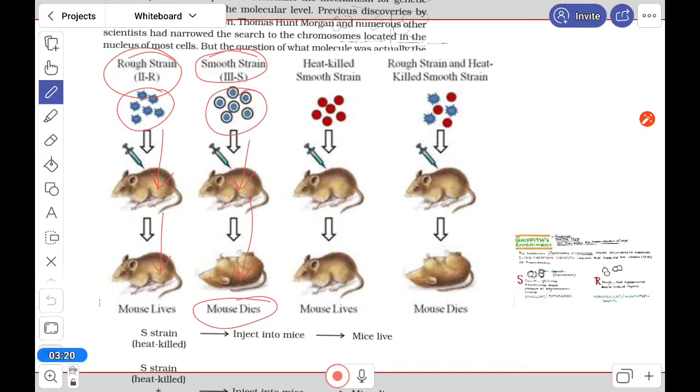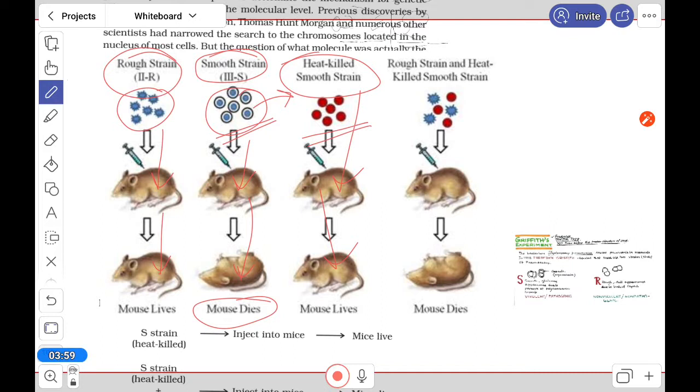Now what happened? The next step, what he did, heat-killed smooth. It means this smooth, which is virulent, means pathogenic, which can cause the disease, he killed by temperature. You know that when heat is applied, the outer glistening surface, the peptidoglycan and all these layers will be destroyed, so that they cannot replicate. Look at here, that is why there is no effect and the mouse can survive.